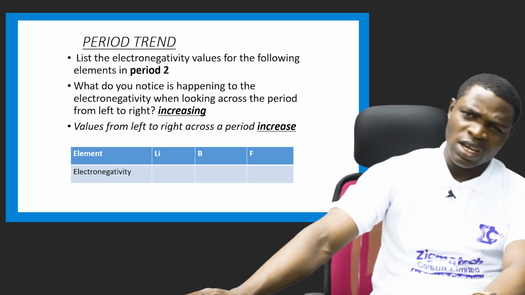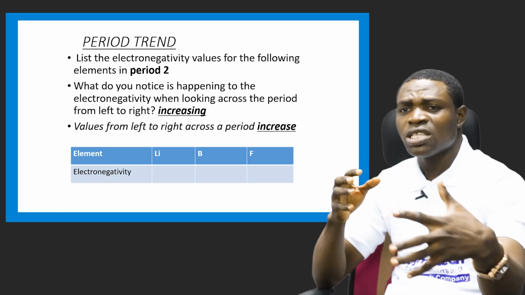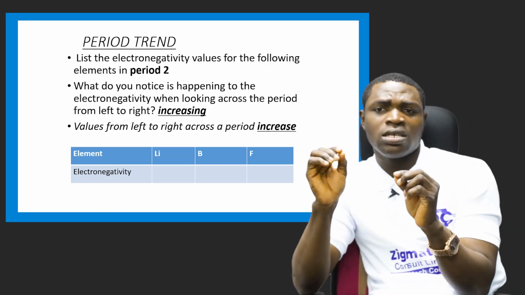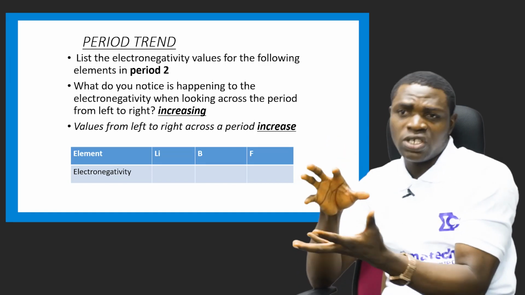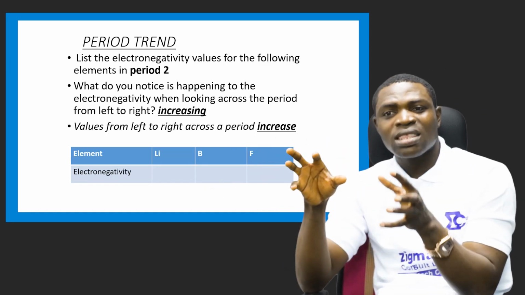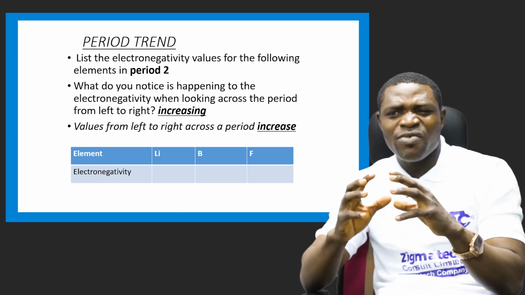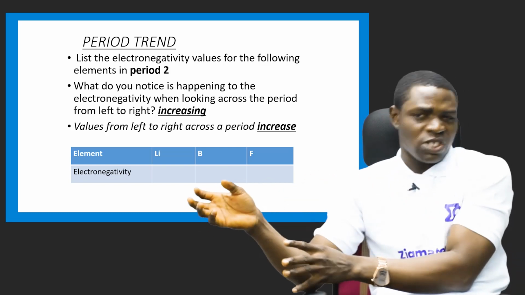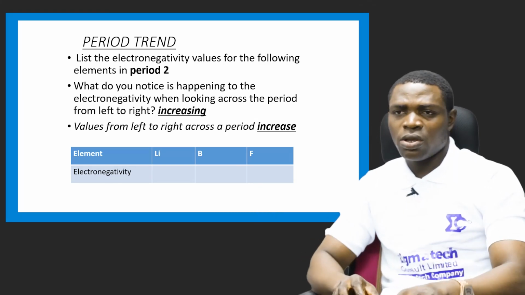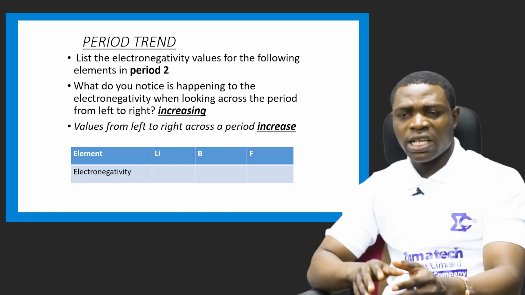Now, looking at the trend, let's go through the period. If you trace, we are looking at 3 elements as a case study right from the beginning of this tracing of the pattern. We are looking at 3 elements: lithium, boron, and fluorine. They are very good elemental species for us to work with in order to understand the concept of this particular topic.